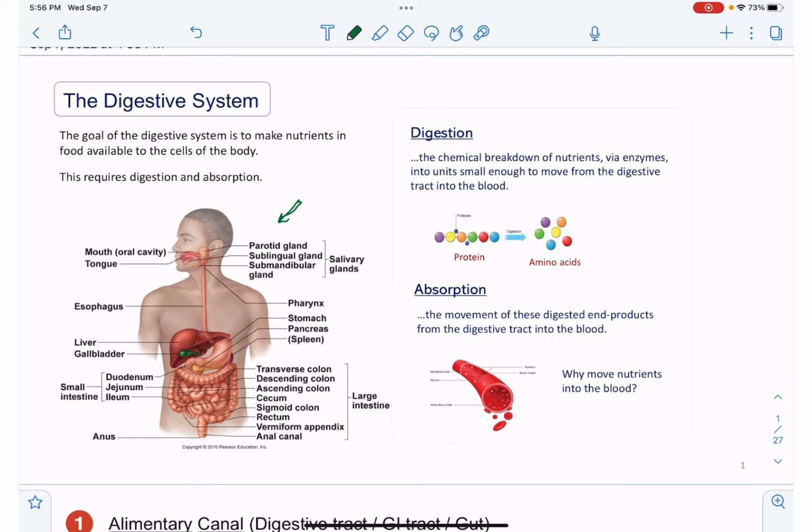But before we start talking about all the different parts and pieces, I want to make clear what the overall goal is. And the overall goal of the digestive system is to make nutrients in food available to the cells of the body. And there's two very important digestive processes that need to occur for this to happen. One of those is digestion, and the other is absorption.